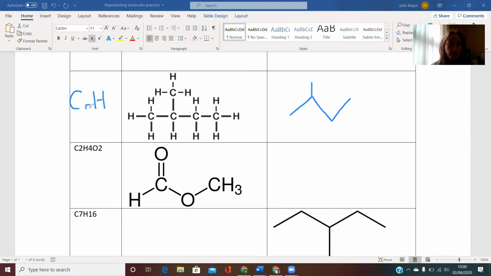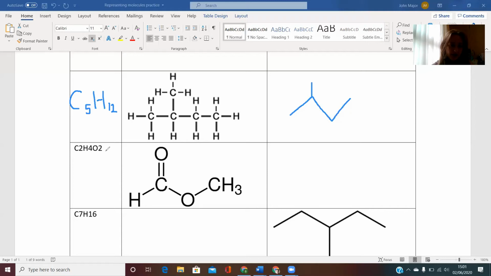5 carbons in total. It's an alkane, so whatever number of carbons you have, the number of hydrogens is double that plus 2, which is 12. So I'm just going to put that in there rather than counting all those hydrogens, but you can count them to check that if you like.